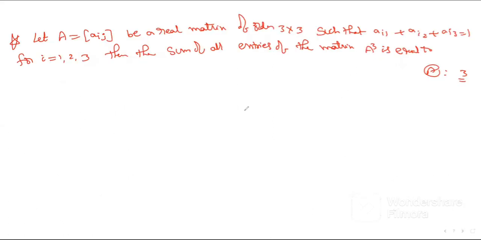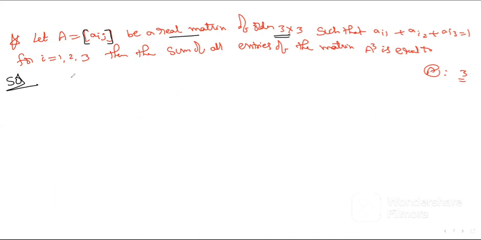Okay, now I am going to explain the next question. Here A is equal to Aij, a given matrix, a real matrix of order 3 by 3. A 3 by 3 matrix is given. One more condition is given here.